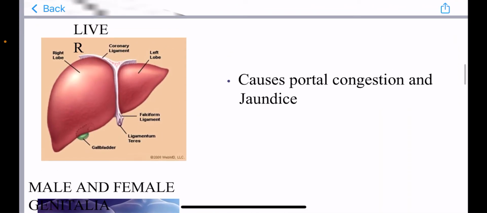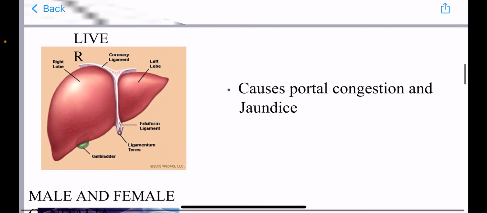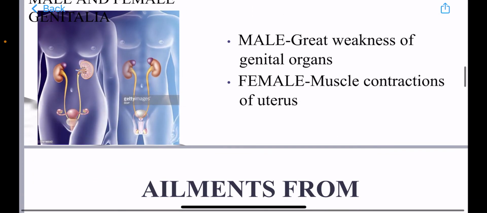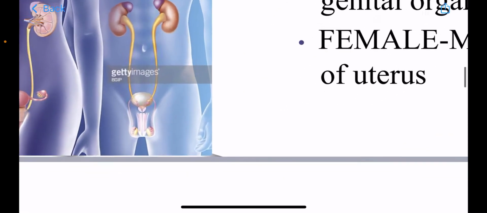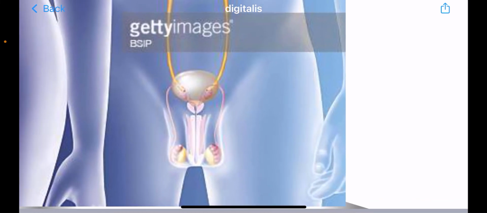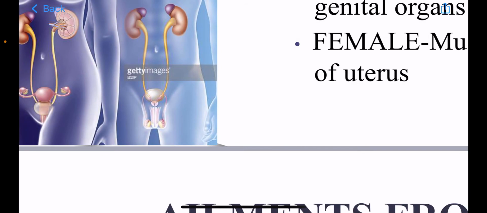On the liver, portal congestion and jaundice. So, Digitalis purpurea on the liver: portal congestion and jaundice. In the male and female genital organs, in males there is great weakness of the genital organs. It may be the testicles, penis, or whatsoever.